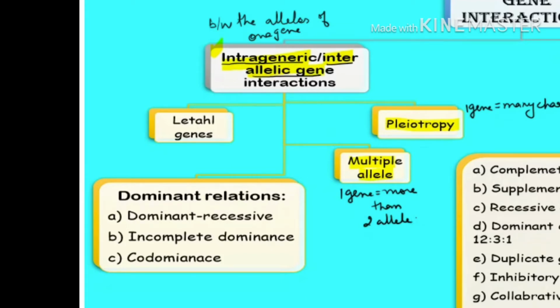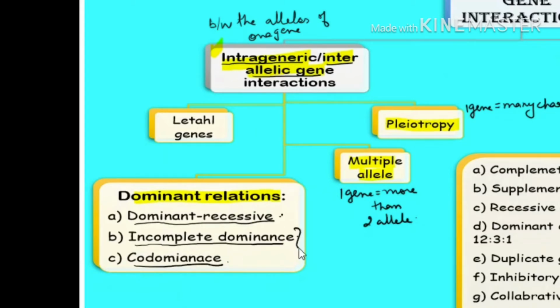Another is dominant interactions. If you remember, Mendel discovered only one type of dominant interaction, that is the dominant and recessive relationship. According to Mendel, the F1 generation resembles only one parent. If F1 does not resemble any parent, then we call it incomplete dominance, which was discovered after Mendel's work. Another is codominance, in which F1 resembles both the parents.